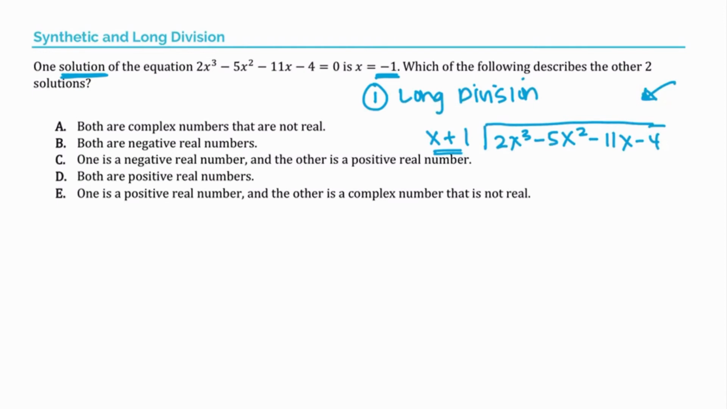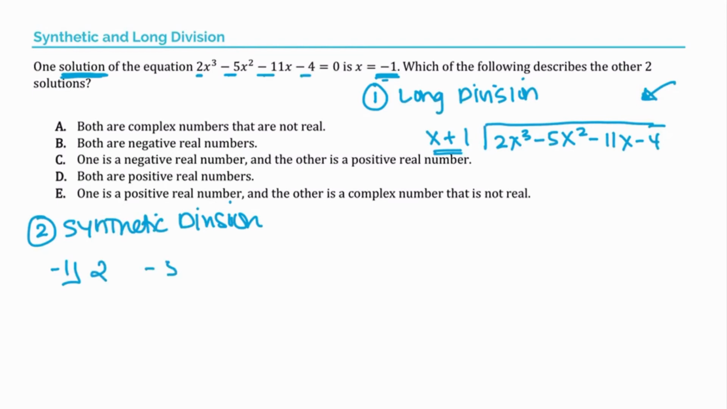But what I want us to do for this question, because I think it's a great time to review synthetic division. So again, you can use long division to solve this question, but what I'm going to do is show you how to do synthetic division. With synthetic division, you take that solution of negative 1 and put it in the upper corner. Notice we didn't change it to x plus 1. We're just keeping the number itself of negative 1. I'm going to take all my coefficients, 2, negative 5, negative 11, negative 4. So I'm going to put 2, negative 5, negative 11, negative 4.